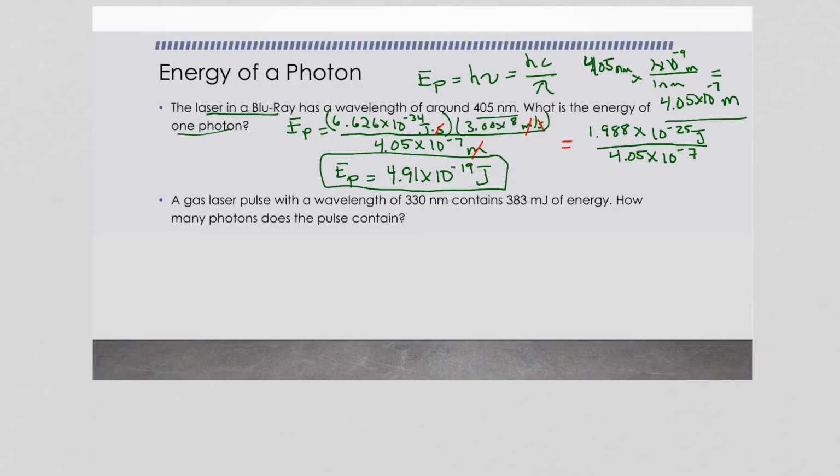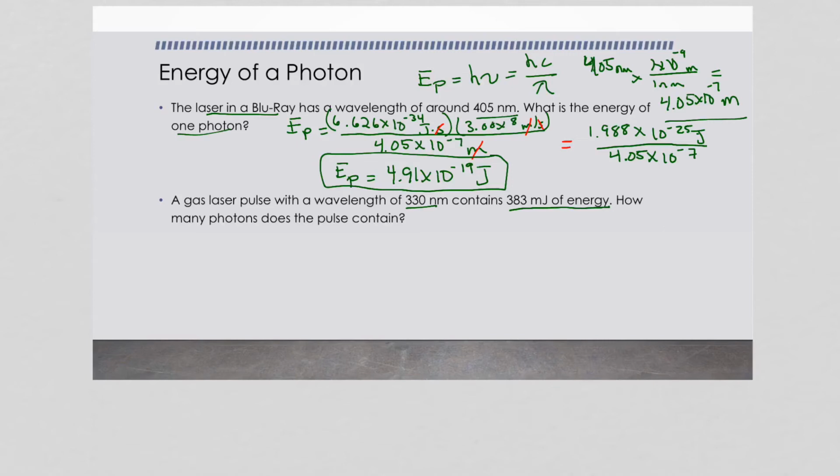Now, if we look at the next problem, this is a little bit more complex. Here we have another kind of laser, and we get a laser pulse. The wavelength of this laser is 330 nanometers, and the pulse has a total energy of 383 millijoules. We want to know how many photons that pulse contains to give you that total amount of energy.